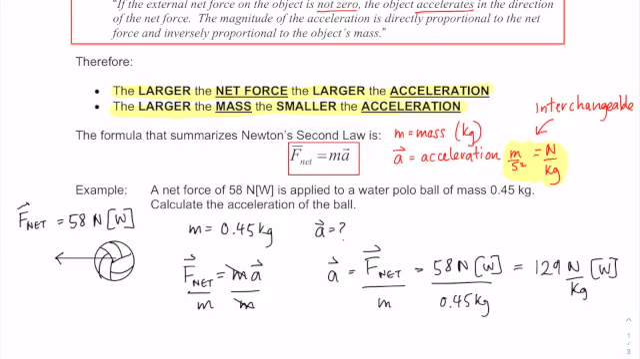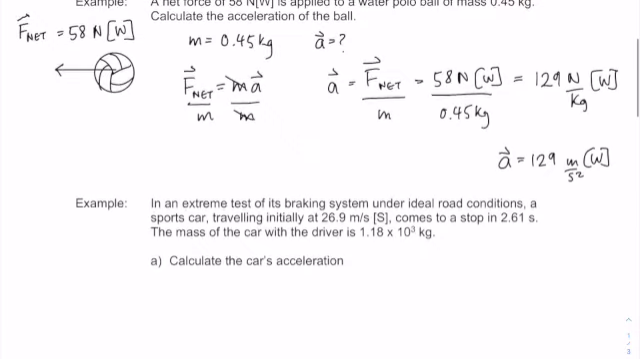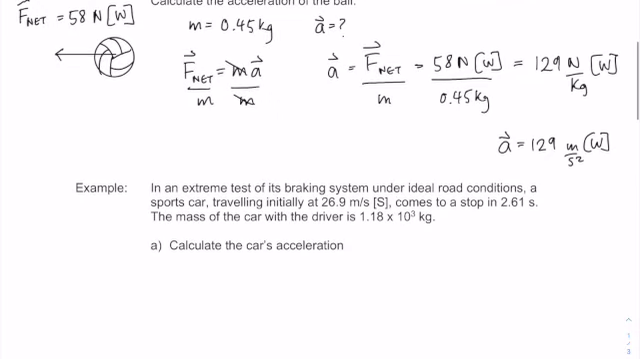Another way to report this is the acceleration is 129 meters per second squared west. Both of these are equivalent because newtons per kilogram and meters per second squared, as we mentioned above, are interchangeable. They are equivalent. Let's try a second example.